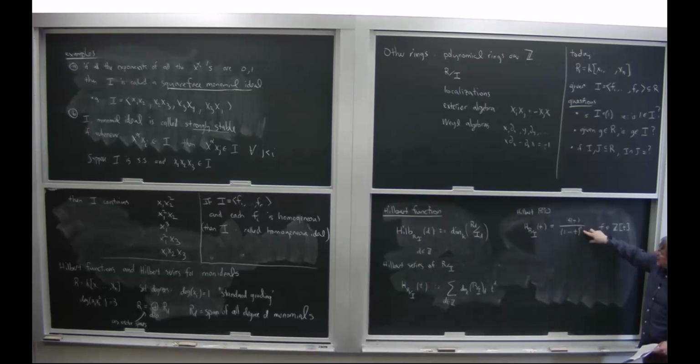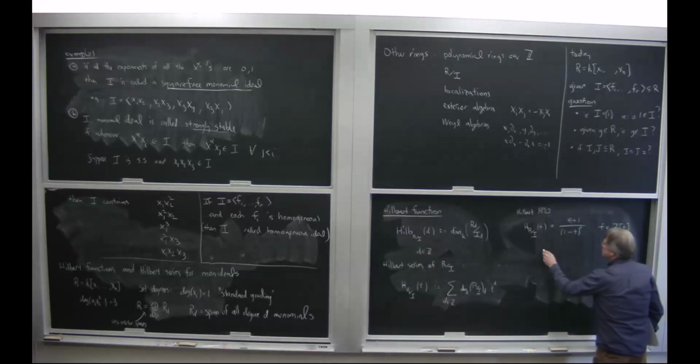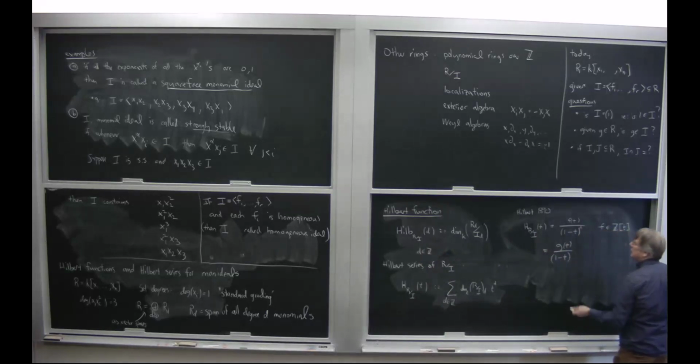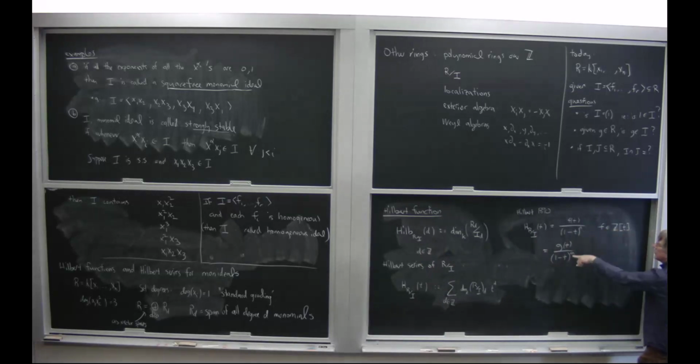Here's the cool thing, though. Not only is H equal to this thing, it usually has a whole bunch of 1 minus t's in it. So you can actually rewrite this as g of t over 1 minus t to some degree. Let's call that, I don't want to use d, let's use m, say, okay? So this is where g of 1 is not equal to 0, okay? So if you factor g of t by as many 1 minus t's as possible, then you'll get down to this form.